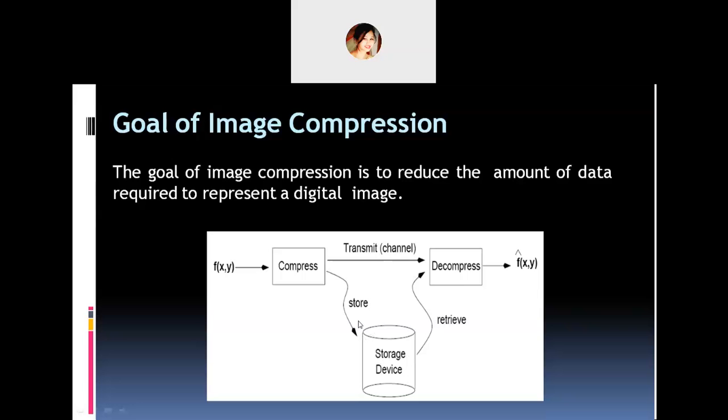If you want to transmit this image or data, it is transmitted using a channel, or else you can retrieve it from the storage device and decompress it. So compression and decompression are two very important terms that you will get in this chapter. Image compression is to reduce the amount of data required to represent a digital image, that is, we only keep the data which is relevant and important.